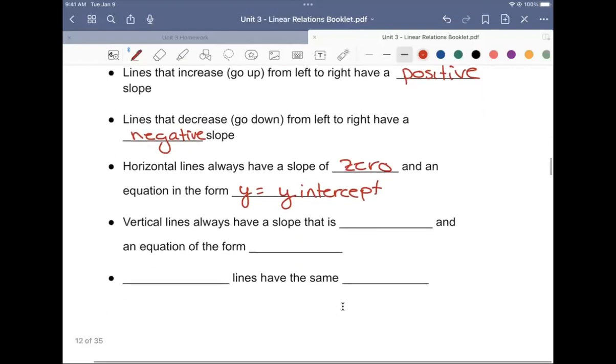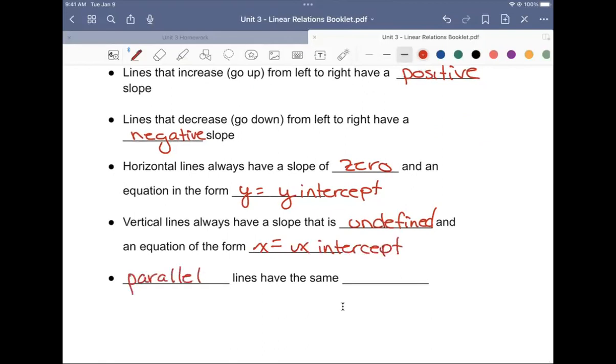Vertical lines always have a slope that is undefined. And the equation takes the form of x is equal to your x-intercept. And parallel lines have the same slope. And other than that, that is all for the lesson today. You will have some knowledge posted as well as some practice work.